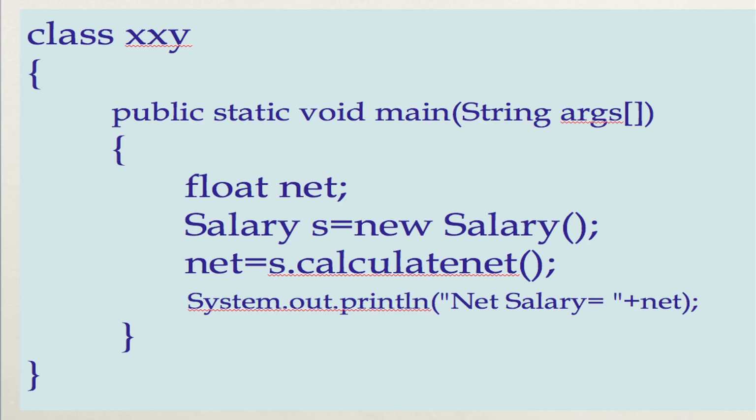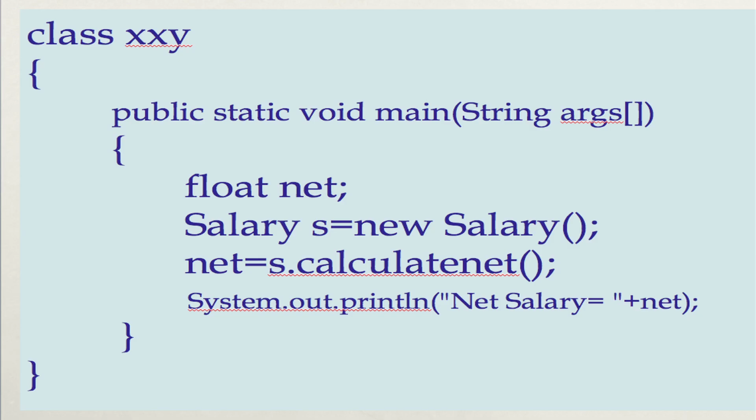While when we execute the constructor, we write new Salary. So new Salary will directly, by default, execute this Salary constructor, and calculateNet is a function. This is executed by s.calculateNet, and when calculateNet executes, it will return ns.